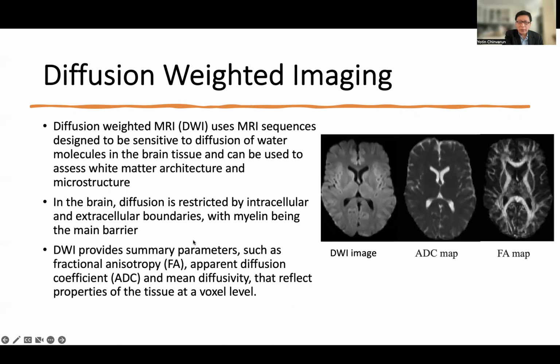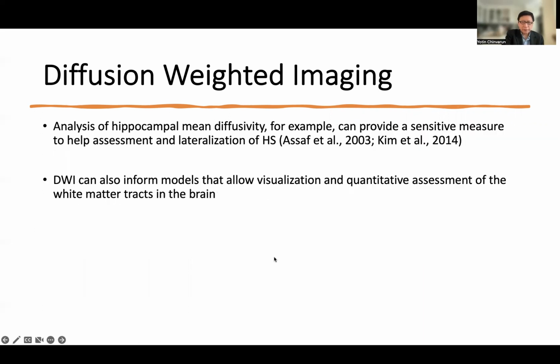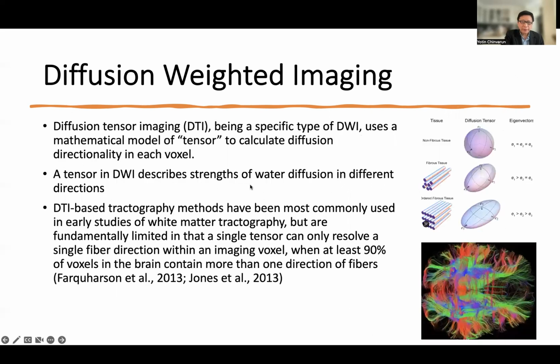So DWI provides summary parameters such as the fractional anisotropy, or FA map, and the apparent diffusion coefficient, or ADC map, from the DWI imaging. This can be used to identify white matter tissue and white matter tracts. For example, analysis of hippocampal diffusivity can provide a sensitive measure for assessment and lateralization of hippocampal sclerosis as well. DWI can also inform models that allow visualization and quantitative assessment of the white matter tracts in the brain.